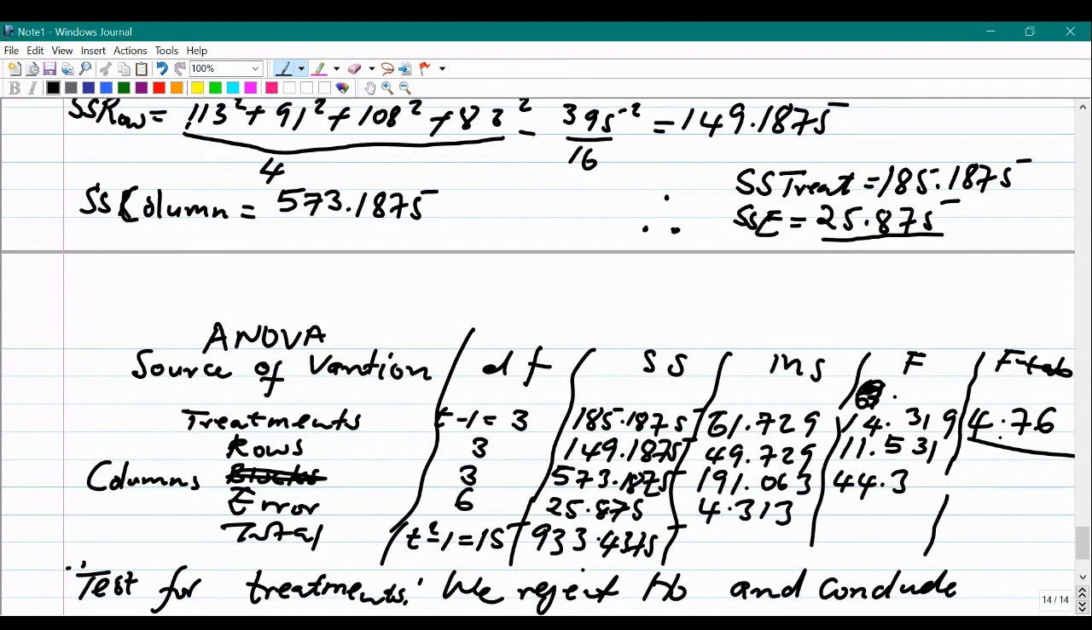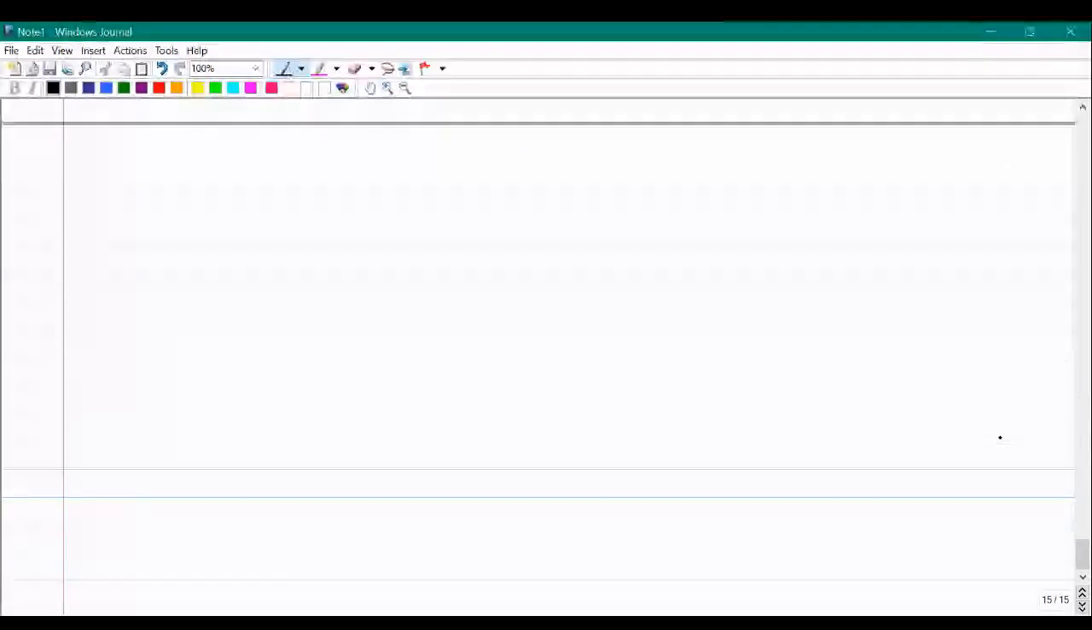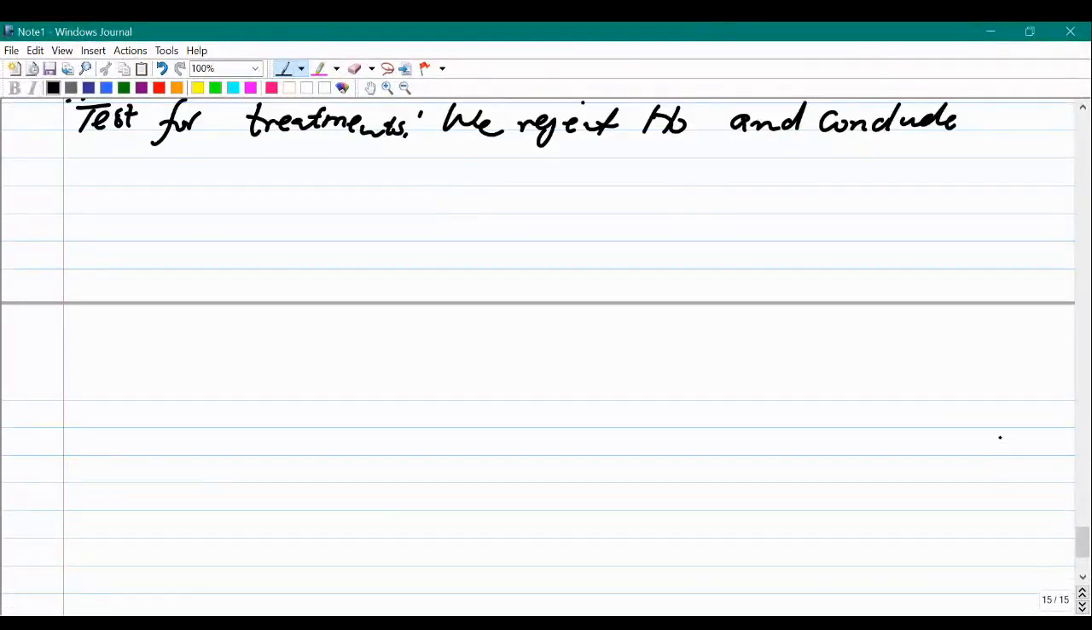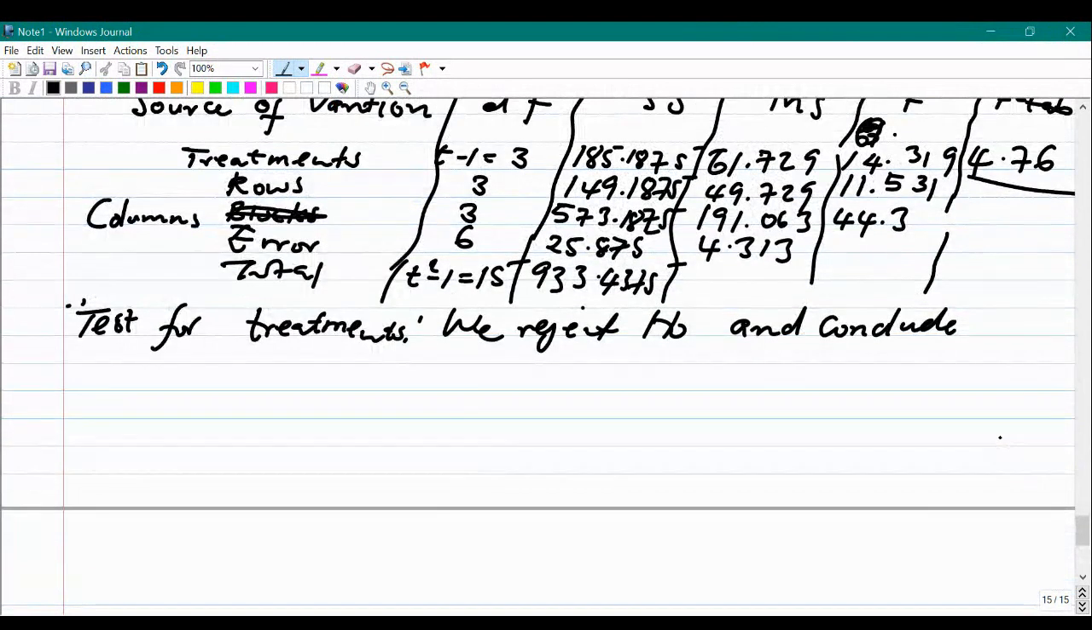Yes. So if we check, when testing for the treatments now, you reject A0 and conclude that at least one of the treatment means differ from the rest, isn't it? At least one of the treatment means differ because of the values there. Then this is the first one. The second one was blocking effective.